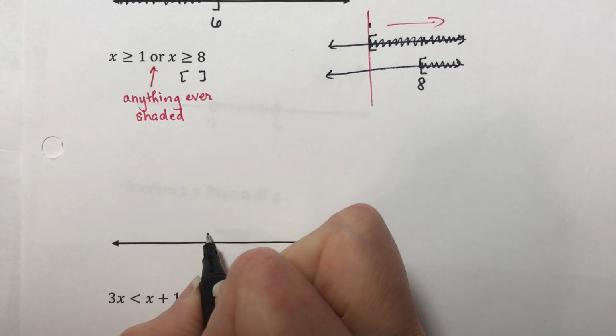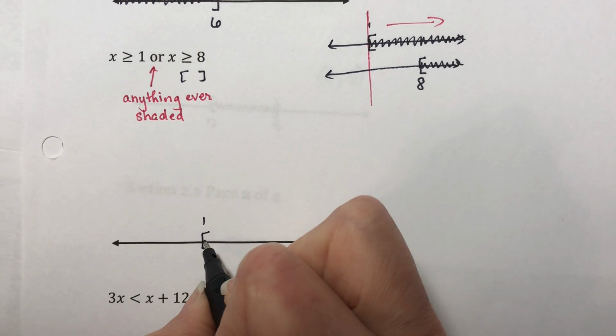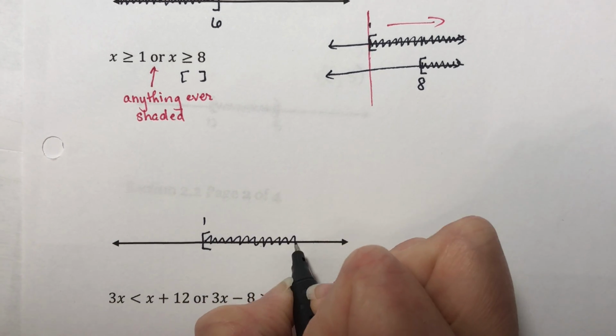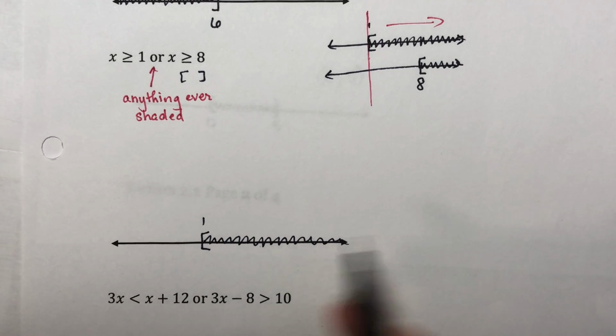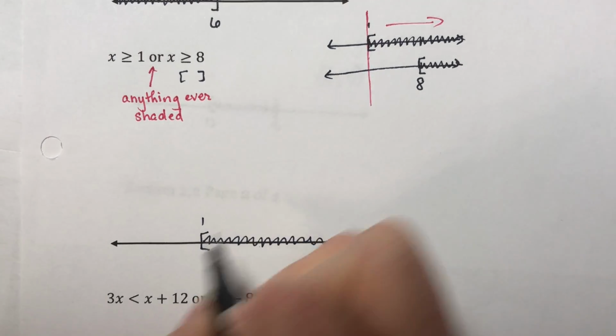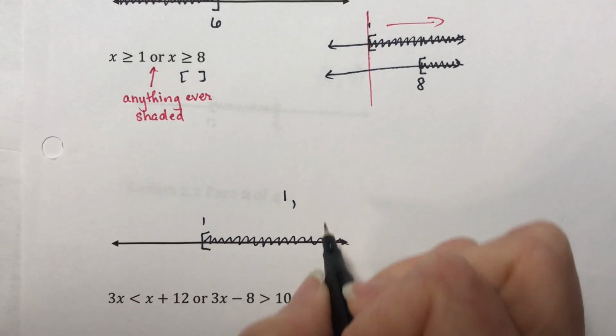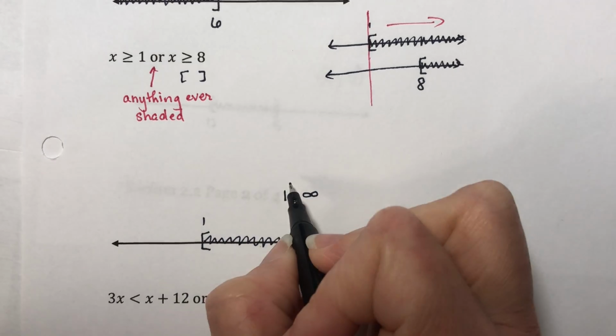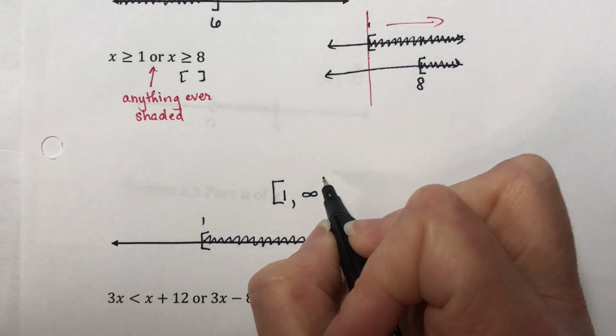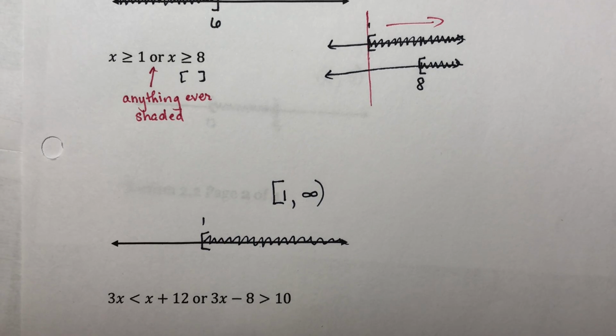So my answer graph starts at 1 with a bracket and shades to the right. So my answer in interval notation, my left-hand boundary is a 1, my right-hand boundary is infinity. Bracket by the 1, infinities get parentheses.